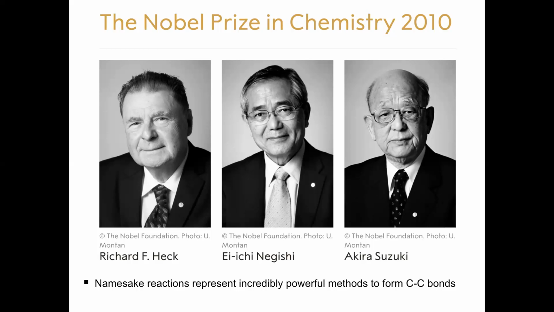You can only give the Nobel Prize to three people. If you could have given it to more, there would have been several more people that would surely have been thrown in here. But Heck, Negishi, and Suzuki are really landmark names in organic and organometallic chemistry due to their contributions to carbon-carbon cross-coupling chemistry.